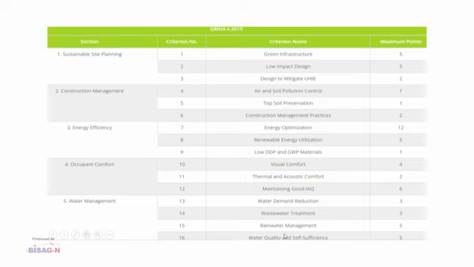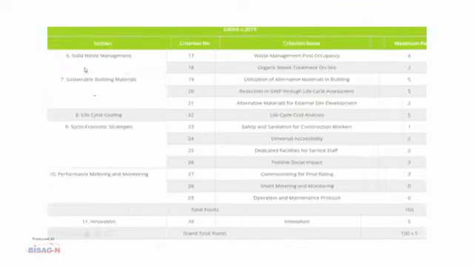Here you can see most of the criteria we are knowingly or unknowingly following in our designs, but with slight improvement we can go for rating also. The other 5 sections include solid waste management, that is waste management post occupancy, 4 points, organic waste treatment on site, 2 points, and utilization of alternative materials, 5 points. So likewise we can achieve up to 100 points.